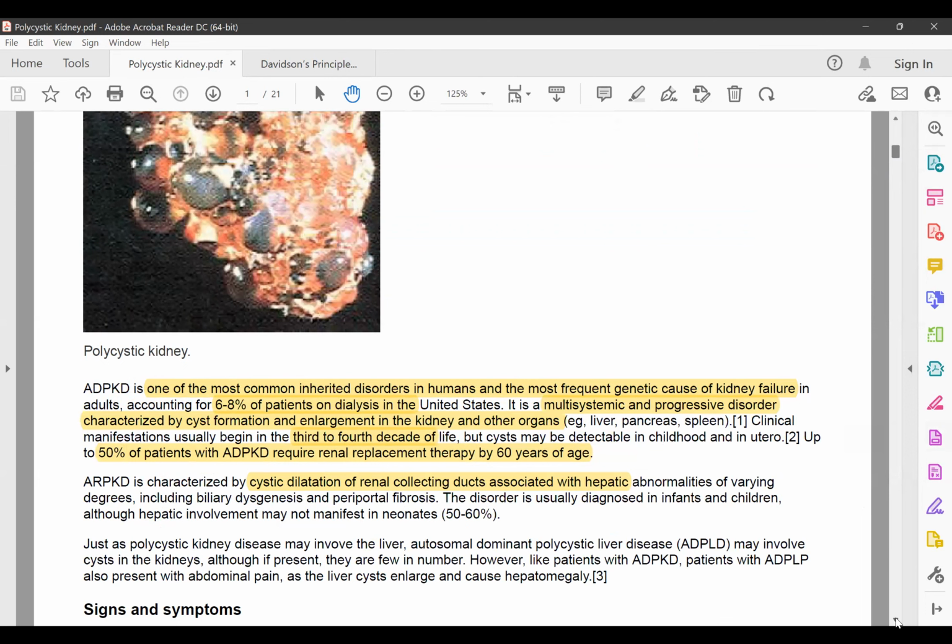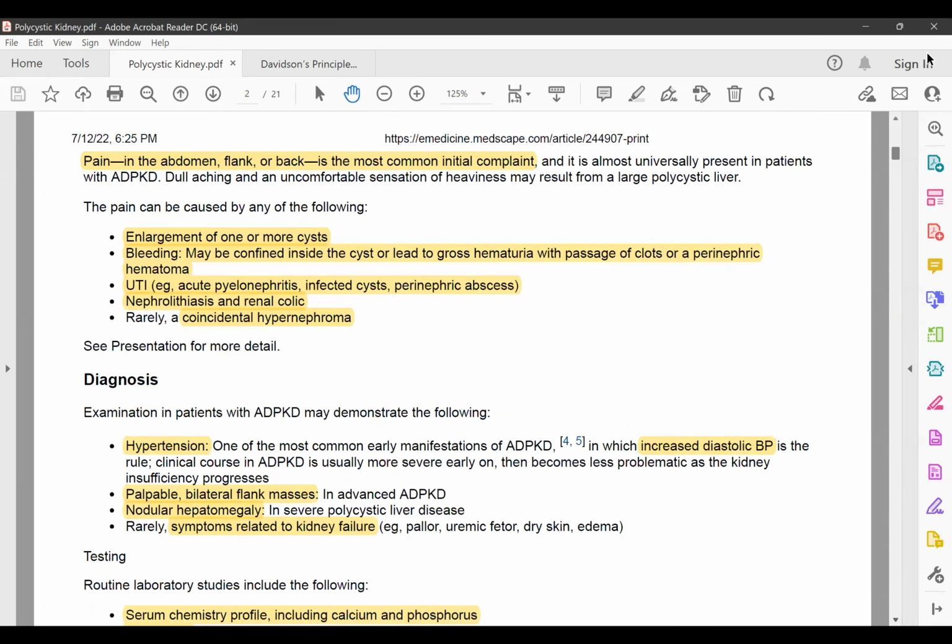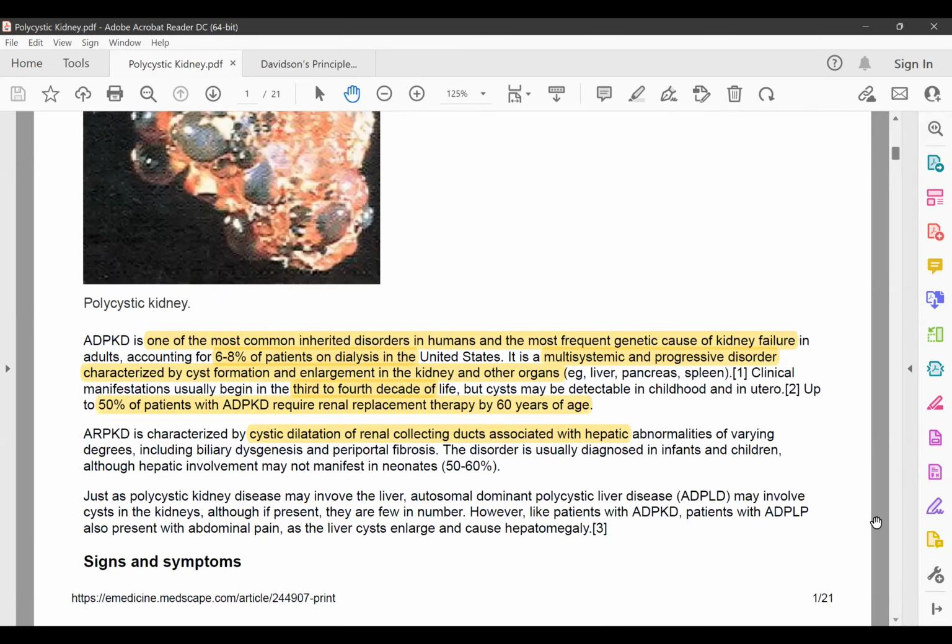It is a multisystemic and progressive disorder, with cyst formation and enlargement in the kidney and other organs. We have shown the liver, pancreas, and spleen. I told you here, the moment it is a woman patient, the chances of propensity for liver cysts are much more. They survive up to the third or fourth decade. Some people even go up to the sixth decade without any need for renal replacement. By around 60 years, 50% of the patients will require some form of renal replacement therapy.